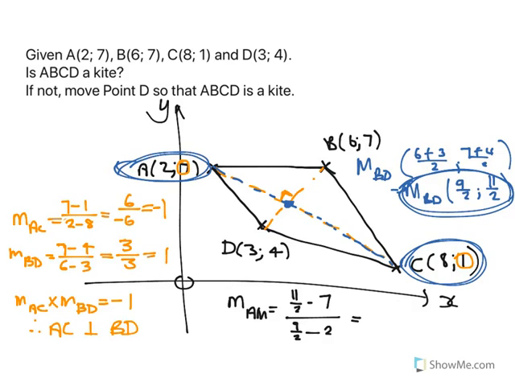Yes, okay, it's supposed to be minus 1.5, sorry. That would be minus 3 over 2. And 9 over 2 minus 2 would be 5 over 2. And so that ends up being negative 3 over 5.